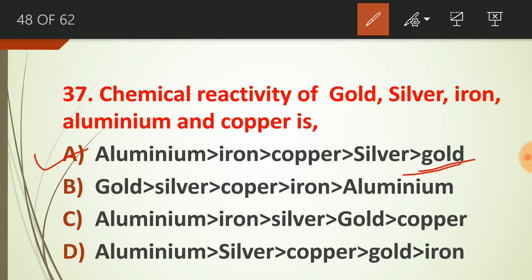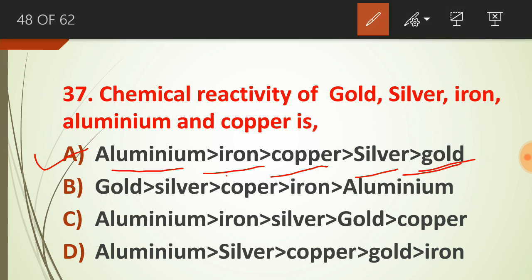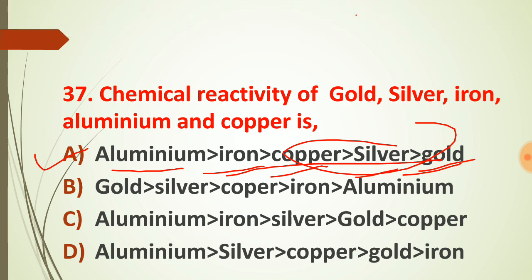So understand, know the pattern. Aluminium is highly reactive among these, and then iron, and then copper, silver and gold. So option choice A is the correct answer for question number 37. In your examination they can sometimes give only these 4 values, or only these 3 values, and they will make a different pattern, but gold is least reactive.